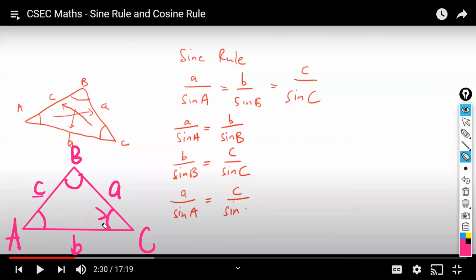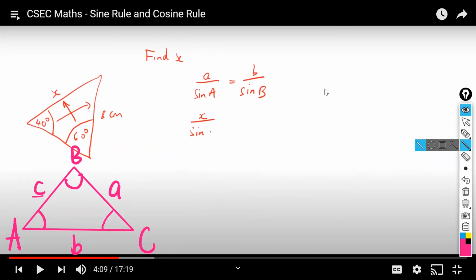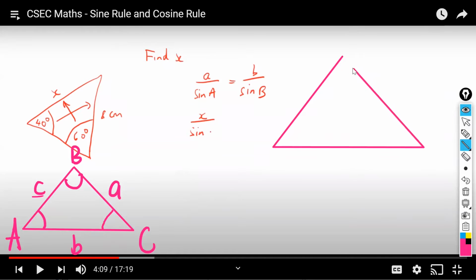So cool. So let's do some examples with this sine rule thing. Let's use that one as an example. 40 degrees and 60 degrees. Okay, cool. So let me just draw it right here.